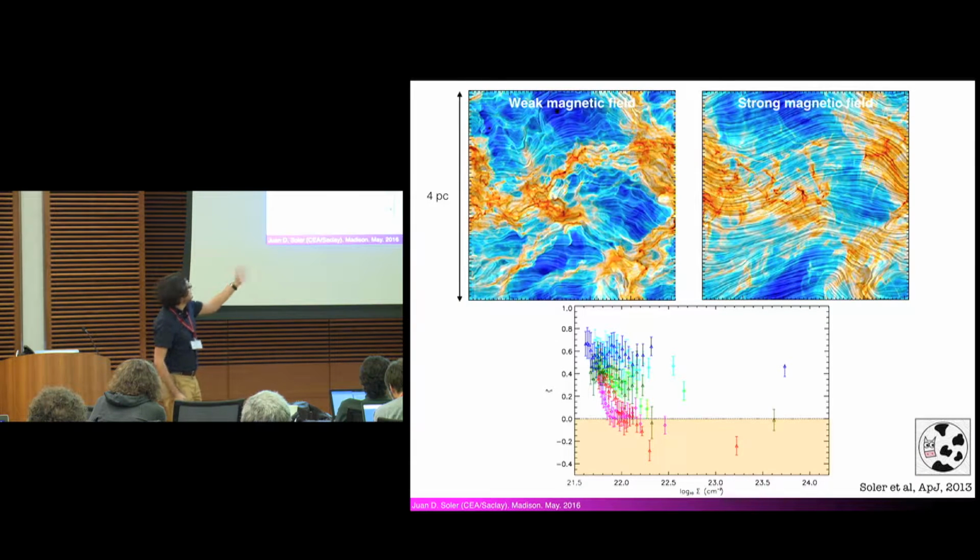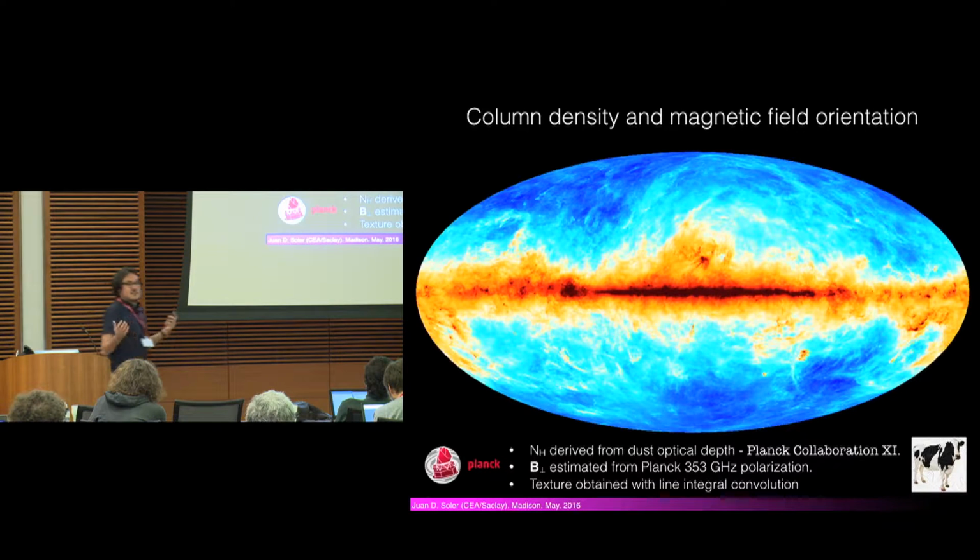So this is in 2D already, but remember, if the magnetic field is dynamically important, there is a change in relative orientation. So we thought that was a good question to ask, and then we asked that question in the Planck data. So this papaya diagram is basically the dust column density, the gas column density as inferred from the dust opacity, okay?